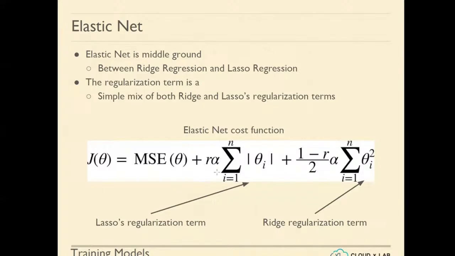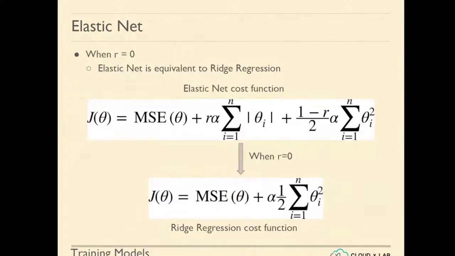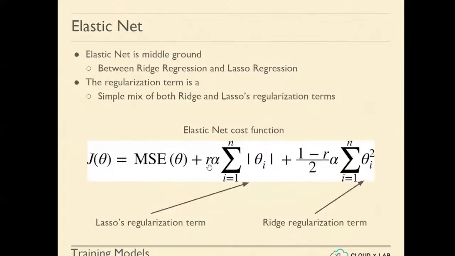So let's say if you want only L1 and you do not want L2, then we will use R equal to 1. If you want to use only L2 and do not want to use L1, then we will use R equal to 0. If you use R equal to 0, this second term will vanish. If you use R equal to 1, this third term will vanish, right? So using this R hyperparameter, you can trade off between L1 and L2.